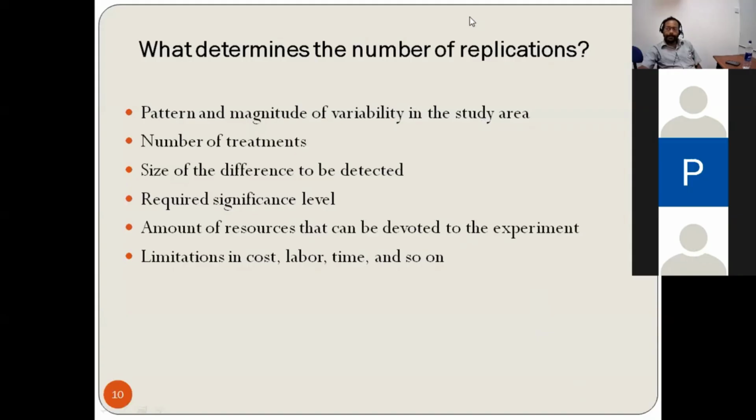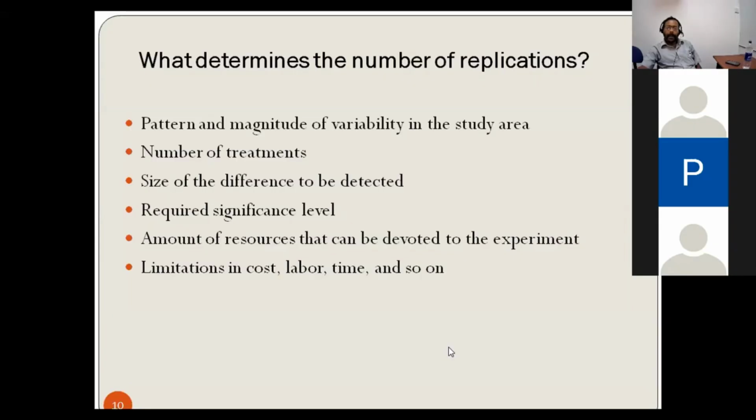Okay, right. So, that is one thing. We will talk about this further when we discuss different types of design as well. The other one is the number of treatments. The number of replicates usually depends on the number of treatments also. If you have a small number of treatments, we can go for a slightly larger number of replicates. If you have a large number of treatments, then it is very difficult to go for a large number of replicates as well.